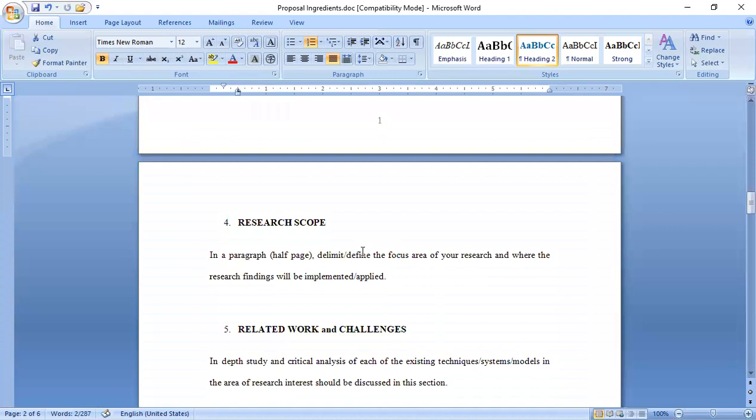And next, fourth will be the research scope. Fourth heading, that a research proposal should have the scope. What is the scope of your research proposal? What is the importance of your research proposal?